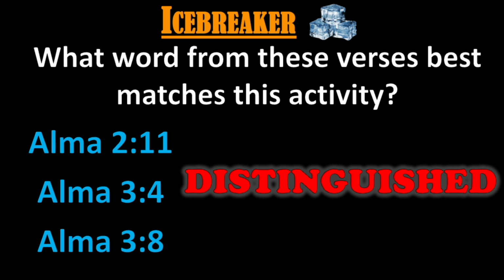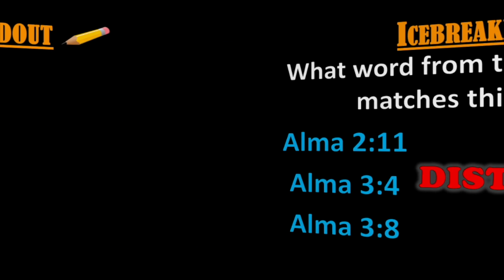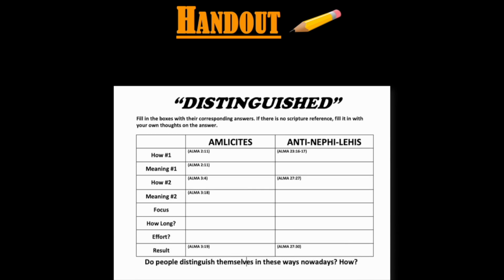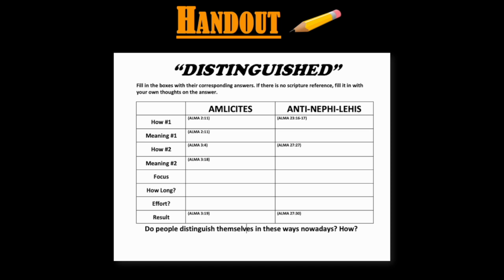distinguished. To distinguish something is to set it apart, make it different, to cause it to stand out. We're going to look at two different groups of people in the Book of Mormon who sought to distinguish themselves and how they did it. And if you wish, you might consider using this comparison chart as a handout to help your students see the contrast. These groups are really great foils to each other. You can invite your students to fill it out as you study together.